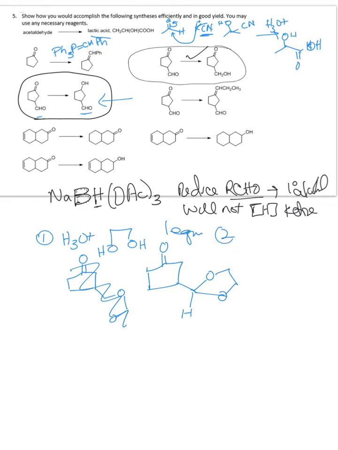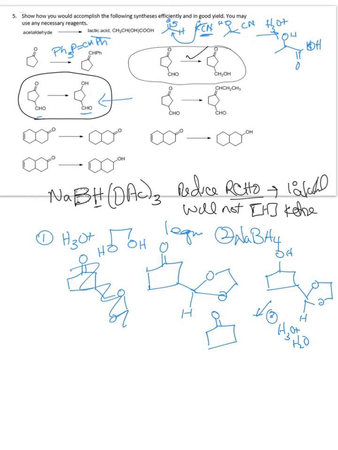And the second thing you want to do then is use sodium borohydride, and that would reduce the ketone to the secondary alcohol, but it would not affect the acetal. The acetal would be stable. And then the third thing you would do is add acid and water, and you could hydrolyze the acetal back to the aldehyde. And that would take care of that.